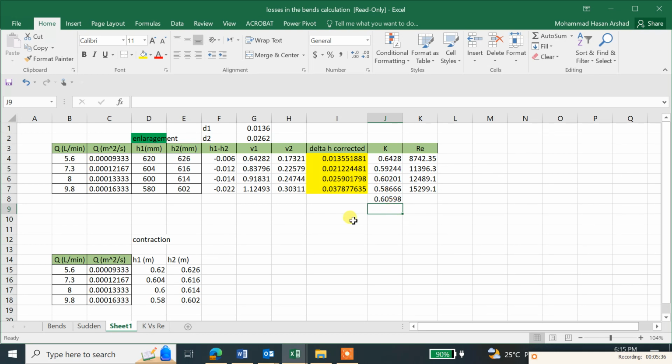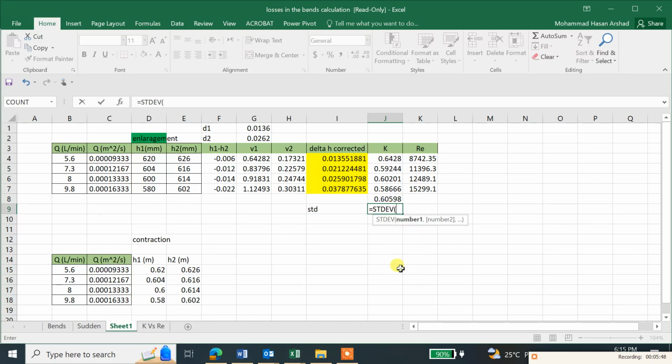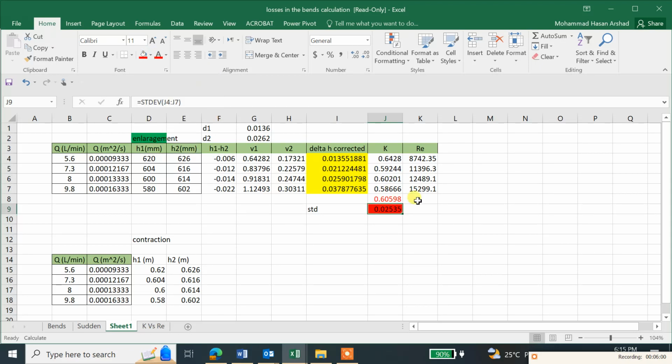And then if you want to find the standard deviation, because we want to see how much the deviation is, we should get a very small number. So we can say that this is our average value with a deviation of 0.002, which is very small. So for all practical purposes, our value is constant. Sorry, not rate constant, this is the loss coefficient.